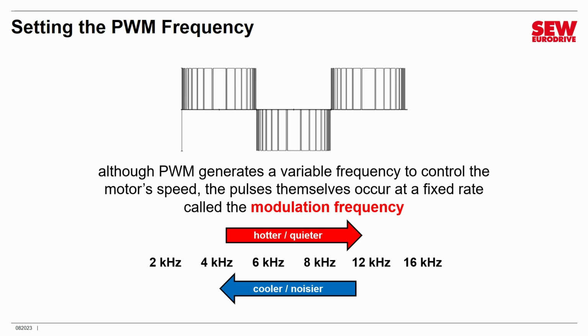If you're working in an environment where quiet is important, for example, if you have a VFD in a theater operation, maybe where it's controlling stage machinery, you would want to use the highest modulation frequency since very few people can hear those.